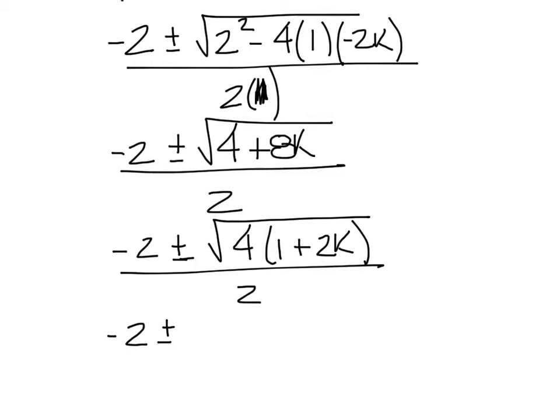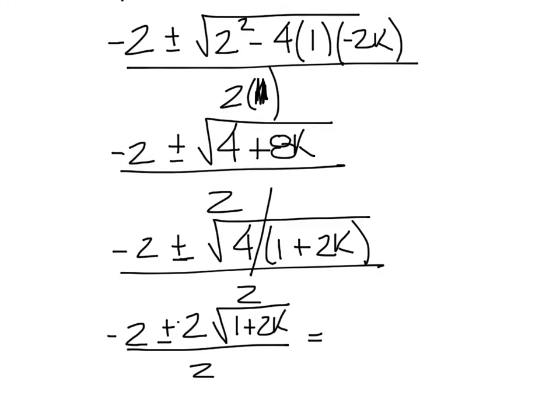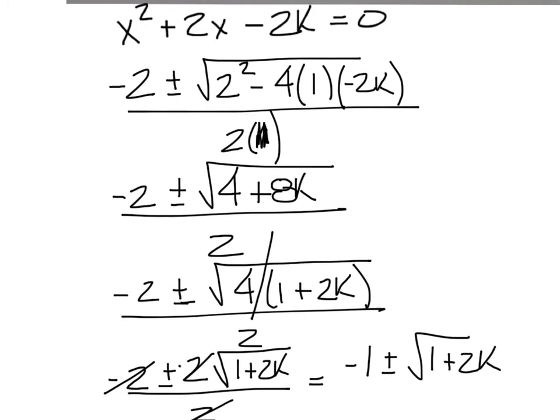I just took the 4 completely out and answered it. So square root, if I break these two up right here, I would just have a 2, because the square root of 4 is 2, and then you would have this in that spot. Now you can factor out all through there and get a -1 plus or minus the square root of 1 plus 2k. And which one does that match in the answers?